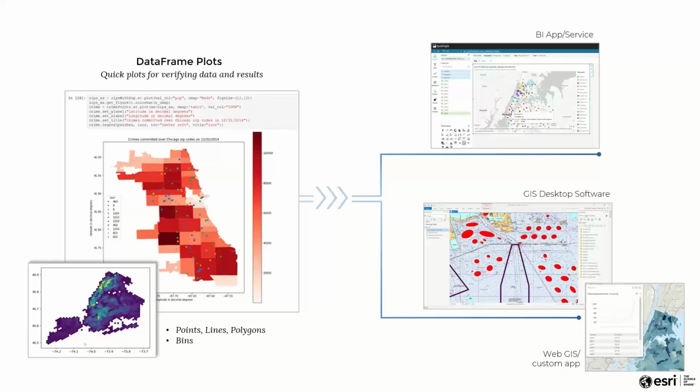Once you have created your analysis and gotten your data into a more aggregated format, so you now have your smaller result set, those can be brought into either your favorite BI app or service. So the example you see there is AWS QuickSight. It could just as easily be Tableau or Looker, whatever it is that you want there. You can bring it into ArcGIS. So you see one example of bringing data into ArcGIS Pro. You can bring it into WebGIS applications or even custom applications that you're creating.